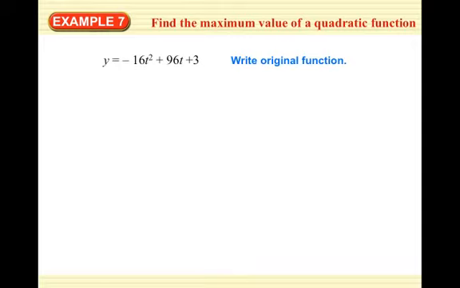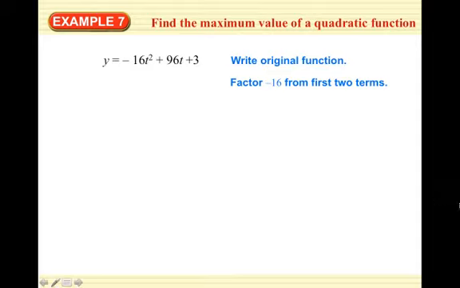So we have y equals negative 16t squared plus 96t plus 3. All right, here's the deal. Previously, if we had a value other than 1 in front of the squared term, we would divide both sides by that value. But then that's going to give us y divided by negative 16. So when we have it in function form, that's not going to be what we want to do. We're going to have to account for it another way.